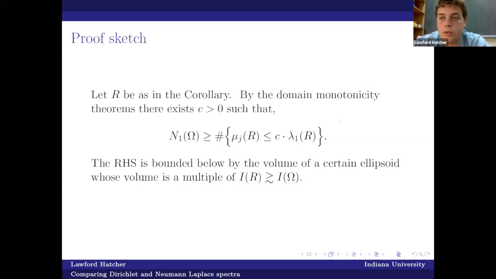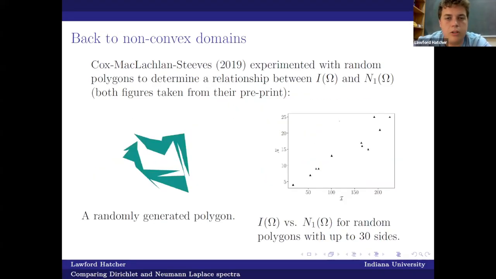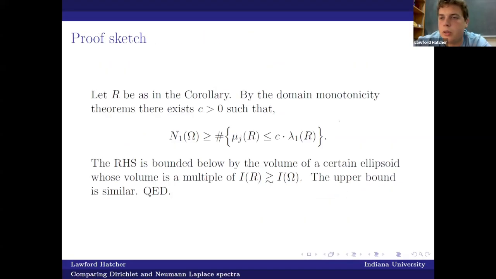So what I've proved so far is just the lower bound on n1 of omega, but the upper bound is basically the same thing. There's a slight tweak in counting, estimating the number of lattice points in the ellipsoid, but it's also a pretty standard argument, so I'm not going to get into it. But that's pretty much the proof. Are there any questions about the proof before I move on to other things?